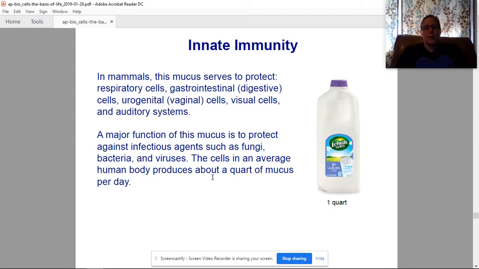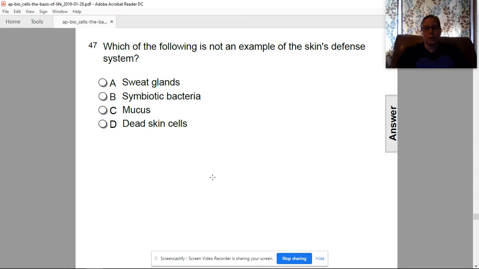In mammals, this mucus serves to protect the respiratory cells, the gastrointestinal cells, the urogenital cells, the visual cells, your eyes, and your auditory system. Its major function is to protect against infections like fungi, bacteria, and viruses. The cells on the average human body produce about a quart of mucus per day. And of course, that gets more thick and hard to get rid of when you're ill.